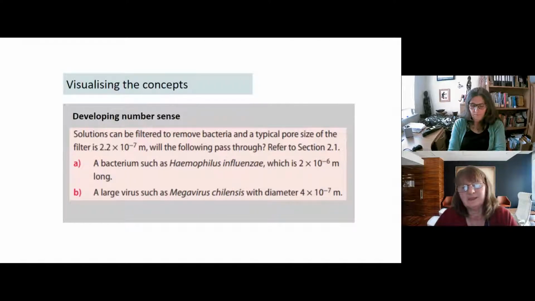Sometimes there's a misconception or a misunderstanding that if the power is a bigger number, that means it's a bigger number altogether. So they sometimes think 10 to the minus 7 is bigger than 10 to the minus 6. So you really have to point out that it's not, and try and pull it all together and explain why.